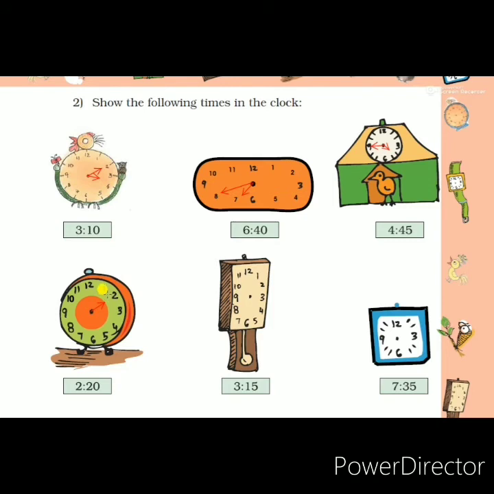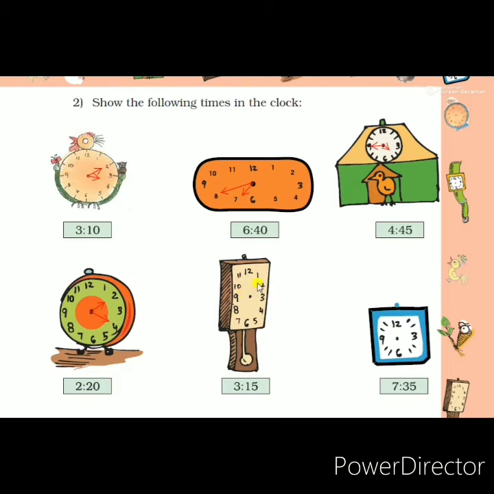Again take the table of 5. 5 1s are 5, 5 2s are 10, 5 3s are 15, 5 4s are 20. To show 20 minutes we have to show the minute hand at 4. So now this is the time 2:20. Now we can move to the fifth figure, the fifth clock.